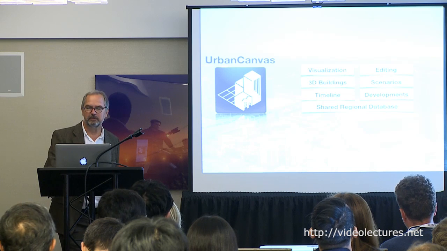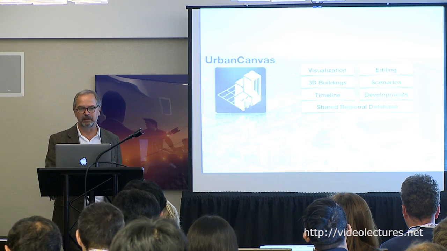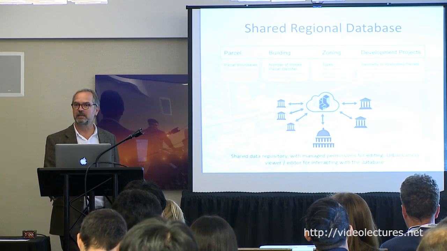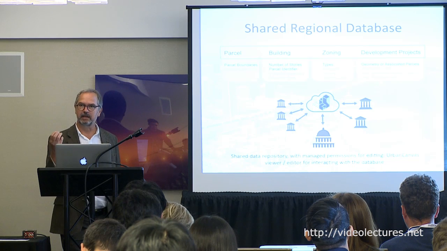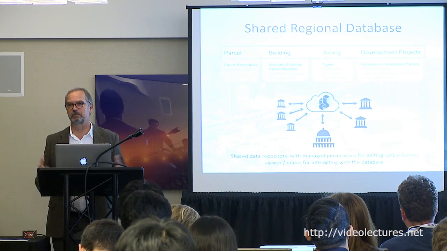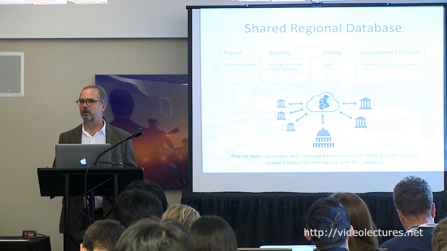So we've been building a platform called Urban Canvas for facilitating a good number of these objectives. The regional data that we want to start with as a kind of core foundational set of layers involves representing the built environment and what's happening to it. Land ownership parcels.